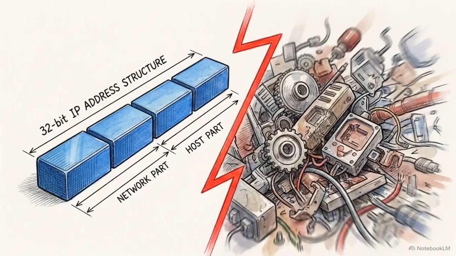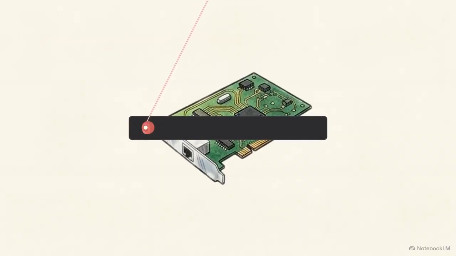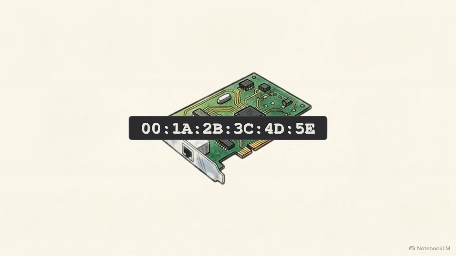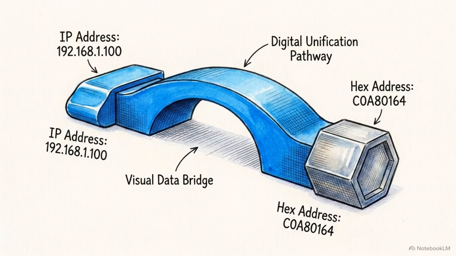But a major translation problem remains. Global routers operate strictly on these logical IP addresses. The final local delivery of the data, however, requires the hard-coded physical MAC address of the destination computer. The Internet layer bridges this gap using the Address Resolution Protocol, or ARP.